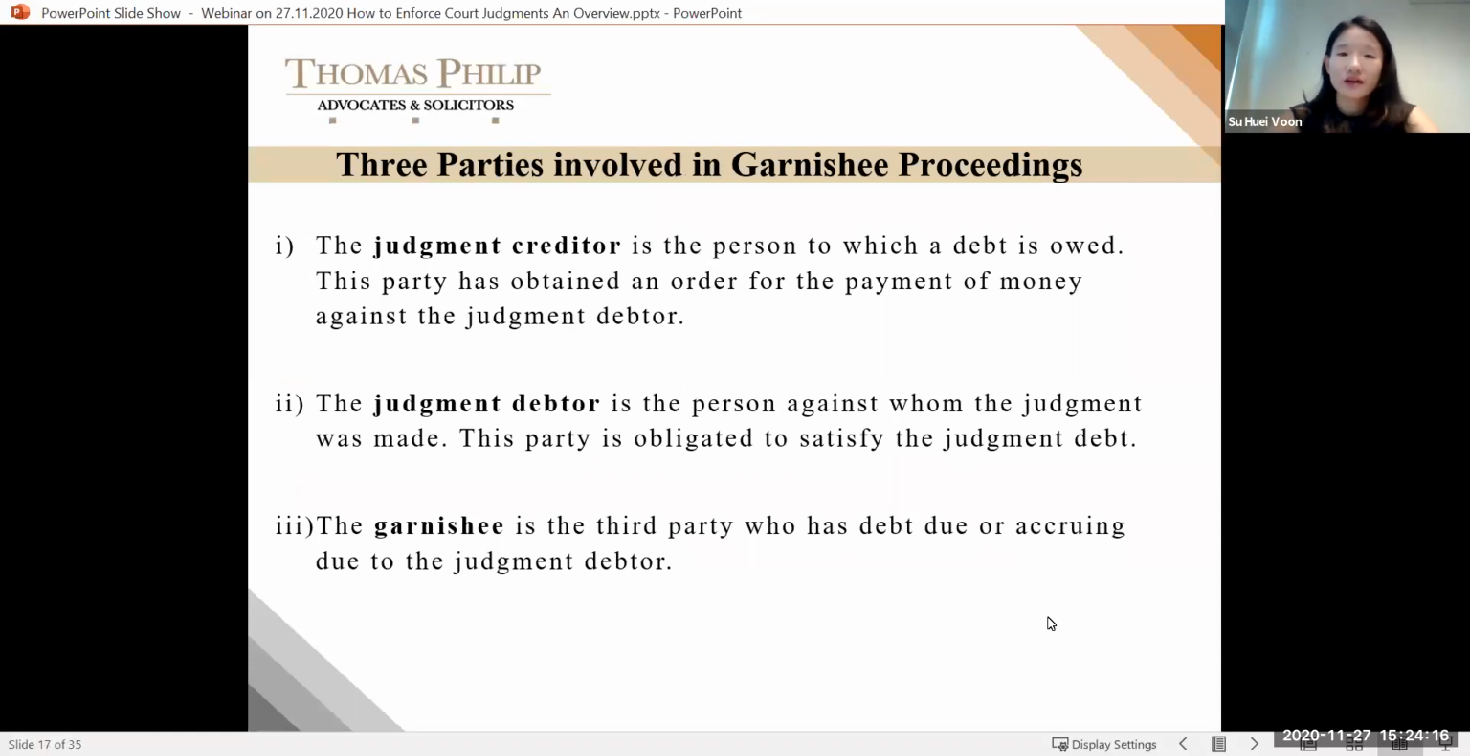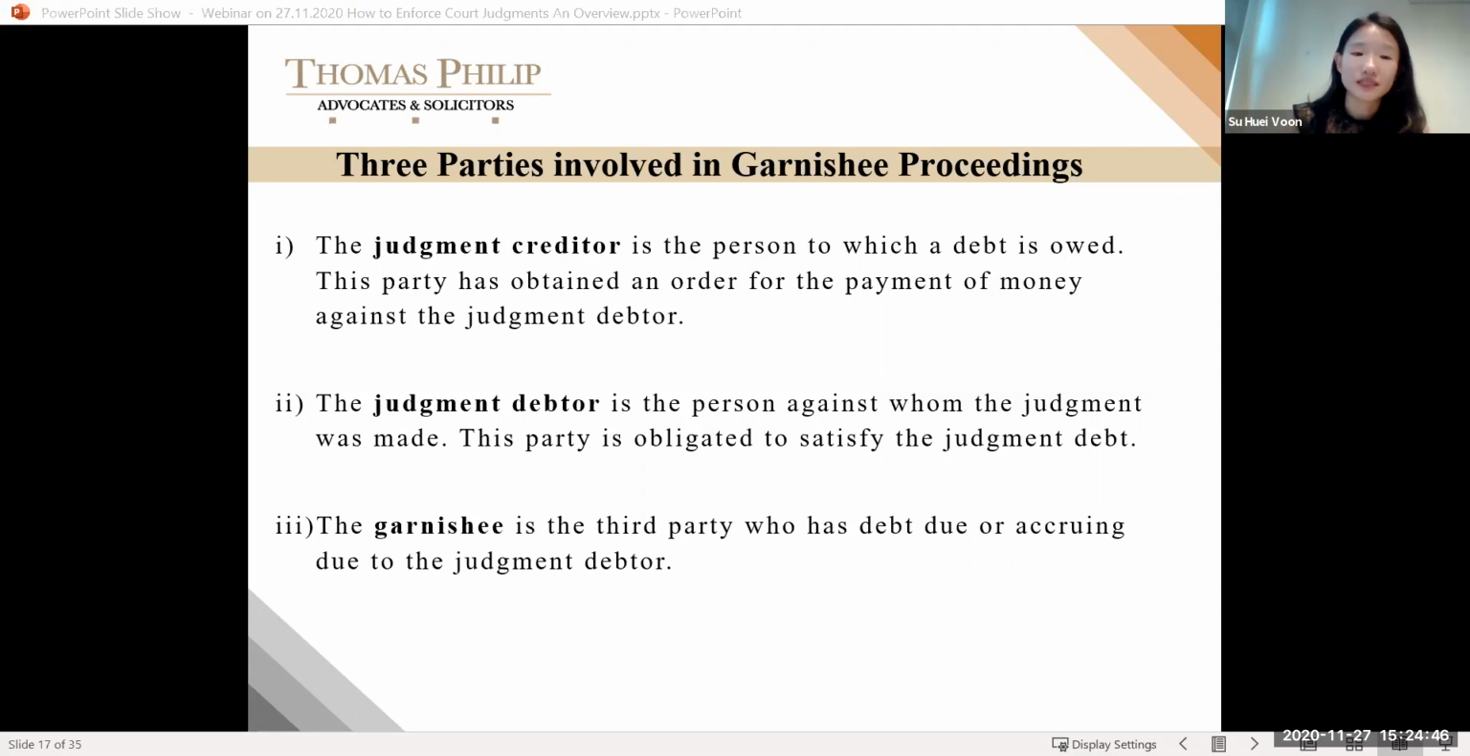So to understand how Garnishee proceedings would work, it's really to think of it as a tripartite scenario. First of all, you have your judgment creditor. This is the person to whom a debt is owed. The judgment creditor would usually have obtained an order for the payment of money against the judgment debtor. The judgment debtor is the person who has to pay whatever amount is owed. So they need to satisfy the judgment debt.